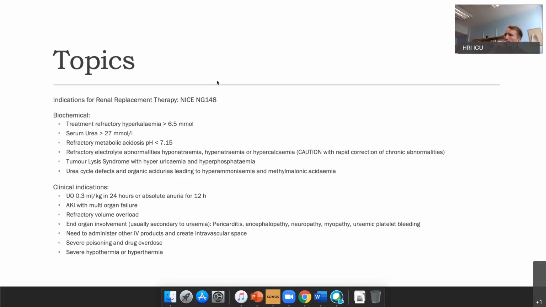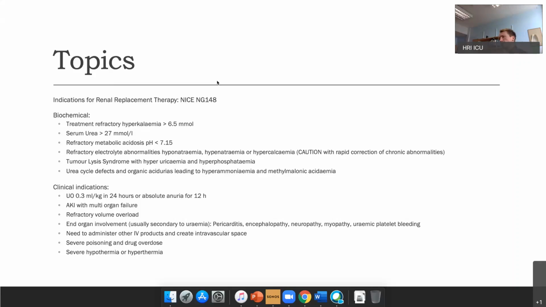So they mentioned tumor lysis syndrome, urea cycle defects, something that I hadn't considered, but some patients with metabolic conditions are dialysis dependent, not because of their AKI, but just to manage their ammonia load. It's an unusual one. NICE classify it according to biochemical and clinical indications. I guess clinical indications are quite hard to grasp. You obviously want to assess somebody and their blood work and their other investigations before you just rely on a low urine output to dialyze them.